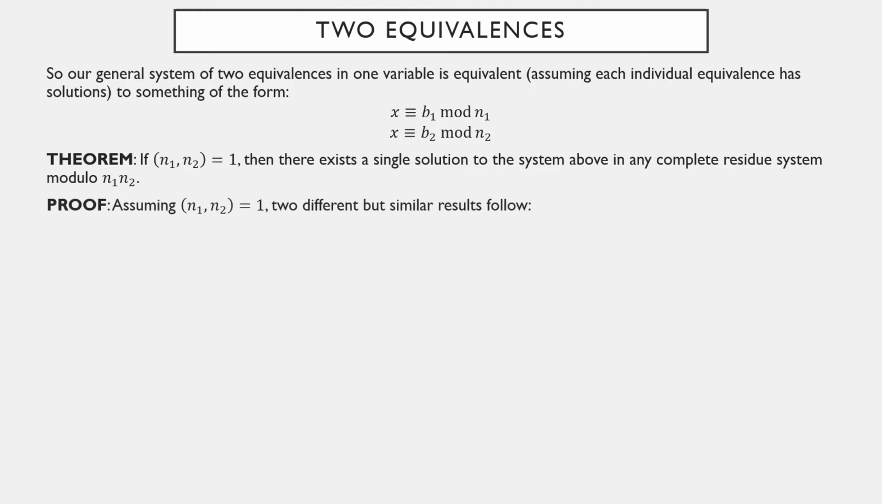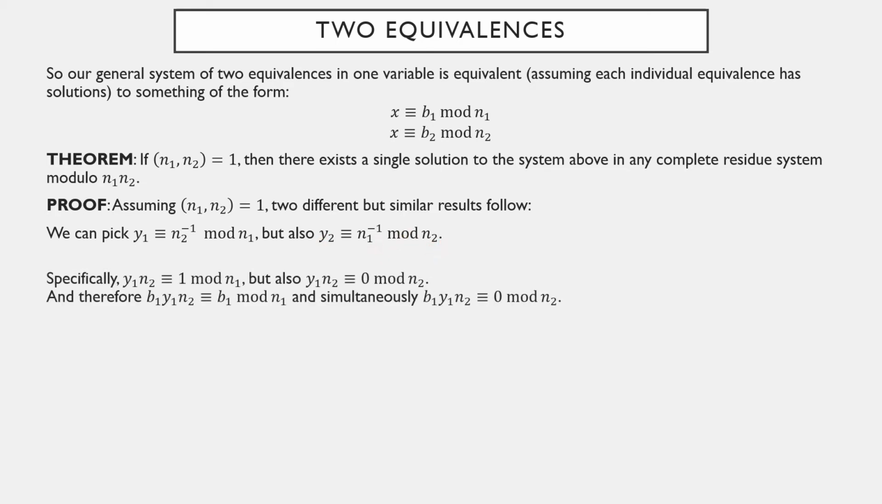Assuming the two bases are relatively prime, two different but similar looking results follow. I'm going to pick something which is n2 inverse mod n1. Because these two numbers are relatively prime, n2 has an inverse mod n1. But n1 also has an inverse mod n2. So y1 is n2 inverse mod n1. I'm making the subscript of the base match the subscript on my y. So y2 is n1 inverse mod n2.